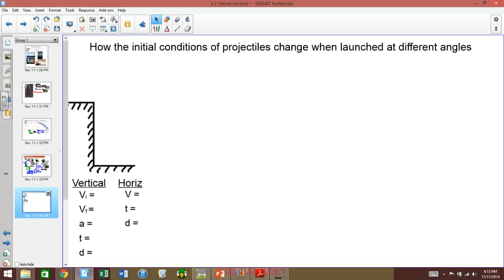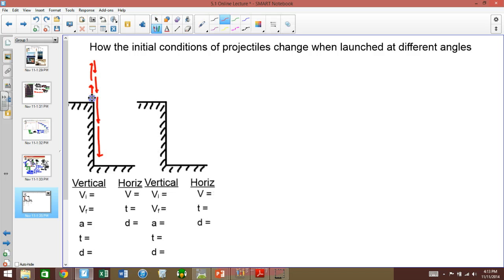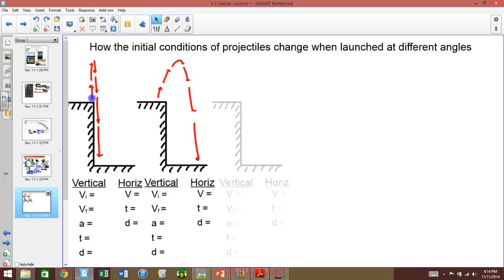Now, the last thing I just wanted to share with you is the different types of projectiles. So what I could do, I could have a projectile that I fire straight up in the air, and it comes straight down like this. I could have a projectile that I fire at an angle. I could have a projectile that I fire completely horizontally.